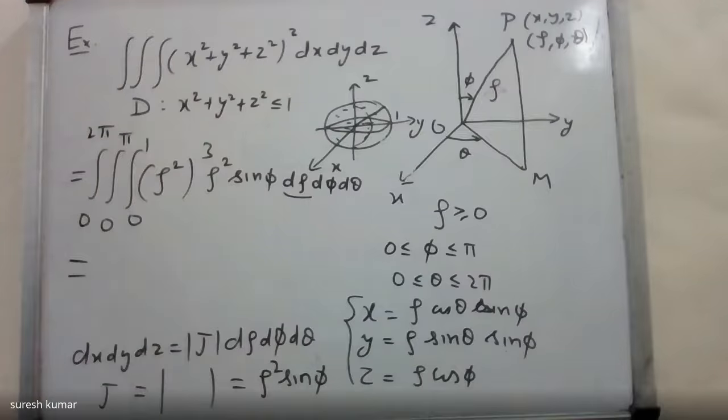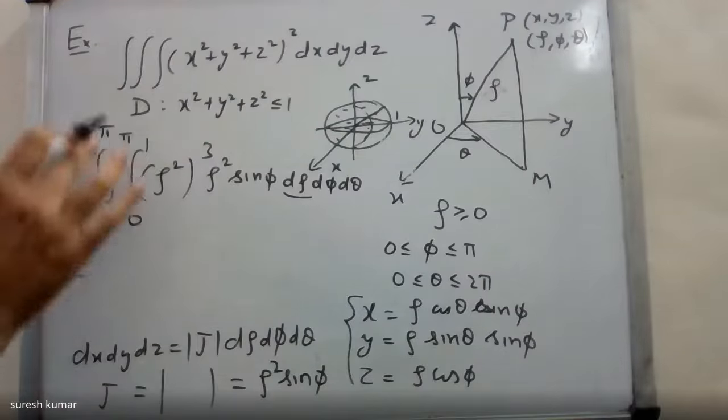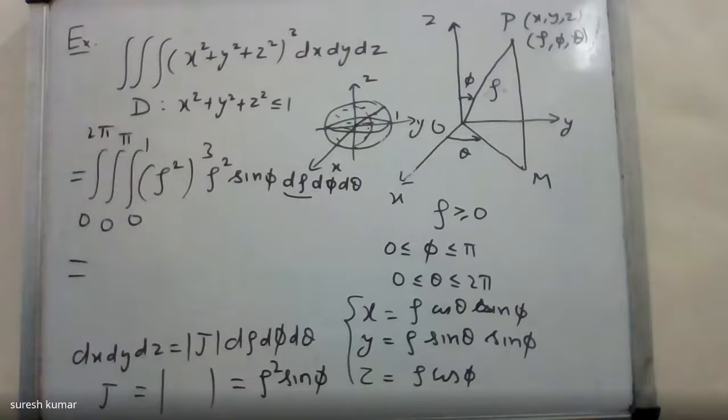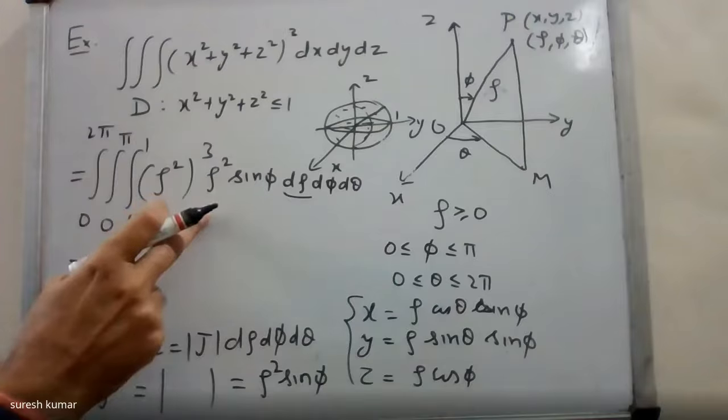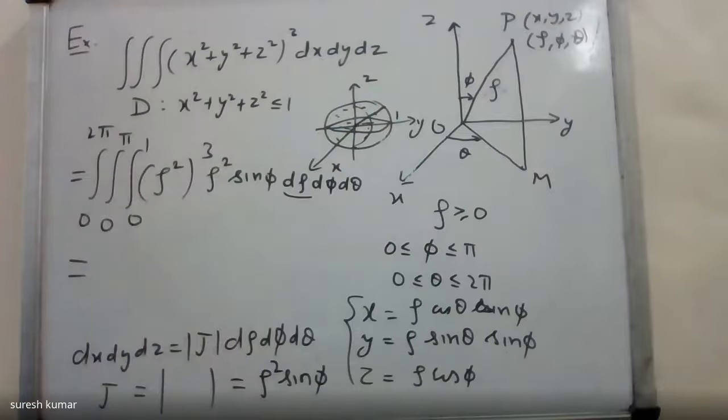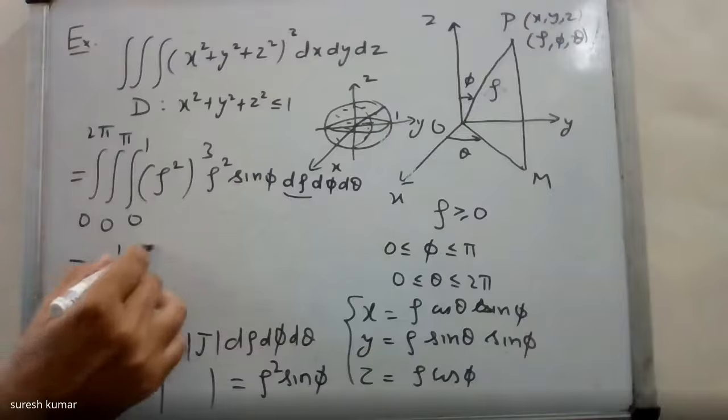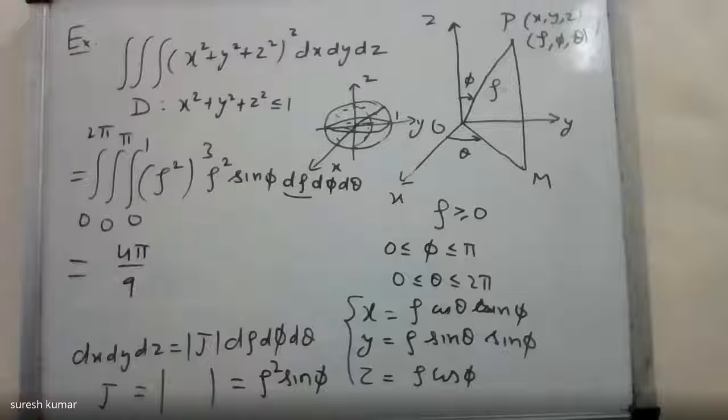After that it is a triple integral. All three limits are constants, so you can solve it yourself. First integrate with respect to rho, treating phi and theta as constants, then integrate with respect to phi, treating theta as constant, finally integrate with respect to theta. So after doing the calculations, you should get this answer. Verify it yourself.